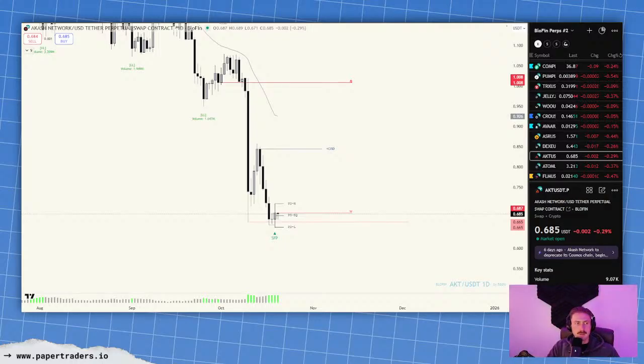SFP. There you go. That's probably the only half decent setup that there is right now.